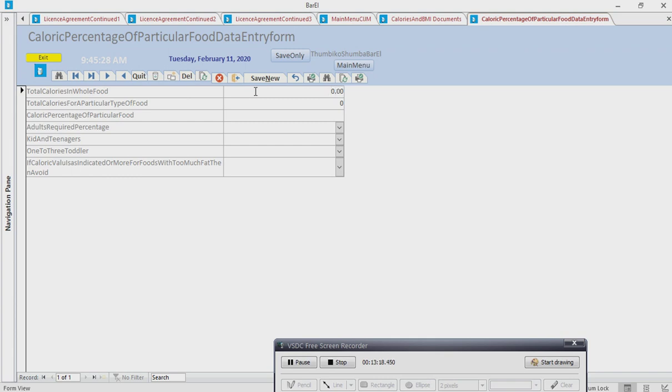Total calories in whole food, let us say, is 1,800. Total calories for a particular type of food is 360. Calorific percentage value is 20%. Added required percentage is 20-25, is 25 to 35, total 25 to 45. If caloric value is as indicated more for foods with too much fat, then avoid.